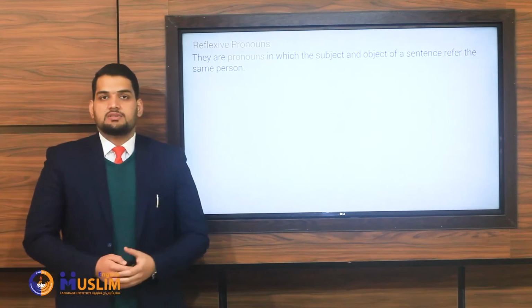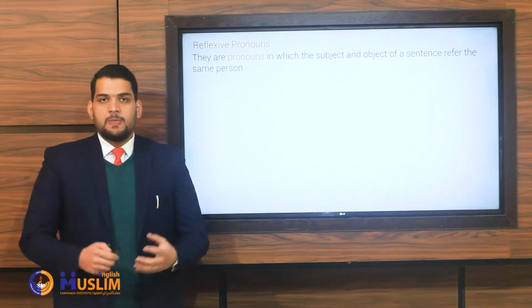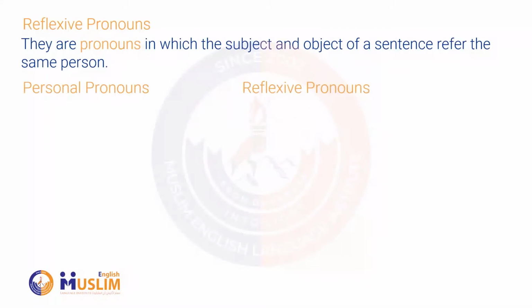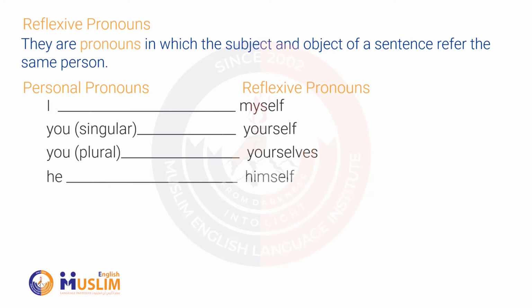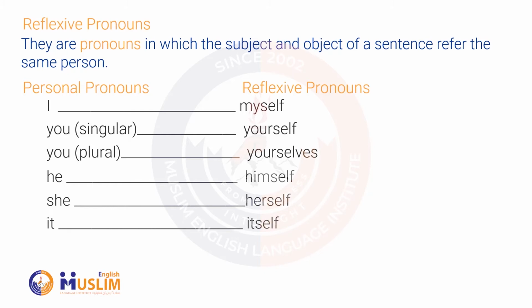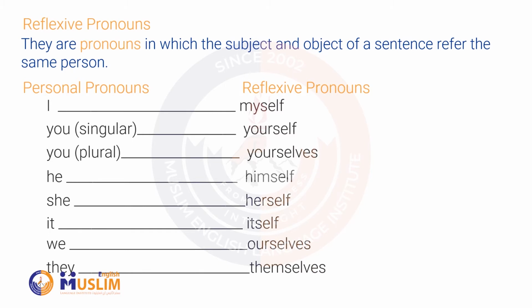Now let's talk about the number of reflexive pronouns. As you all know that we've got 7 subject pronouns. Likewise, we've got 7 reflexive pronouns. The subject pronoun I has the reflexive pronoun myself. You, singular, yourself. You, plural, yourselves. He, himself. She, herself. It, itself. We, ourselves. And they, themselves.